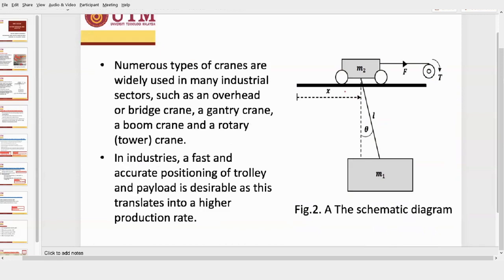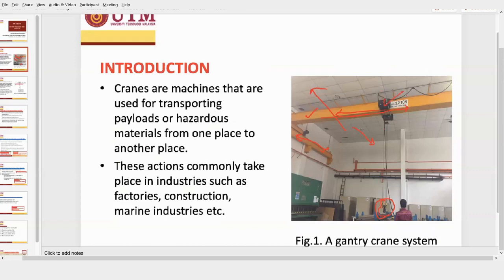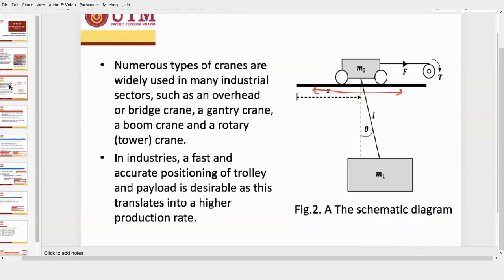In general, we can represent the trolley along this way. Okay, so actually this trolley represents this one. Okay, so the trolley is this one. So we can move the trolley. We can move the trolley along the X line here, along the X line from one position to the other position.